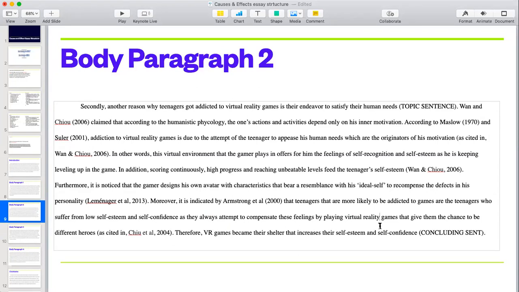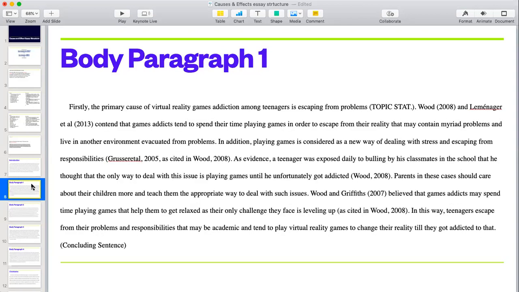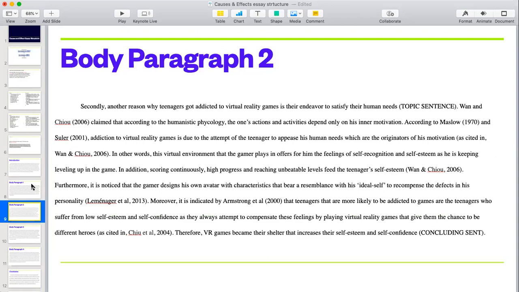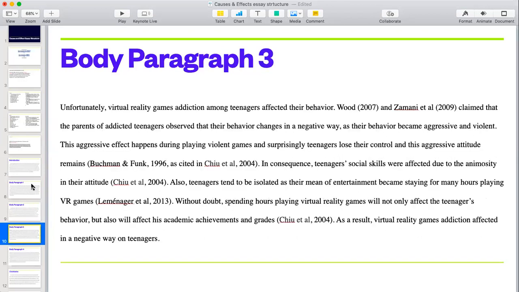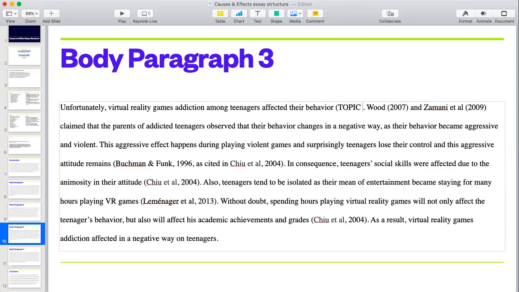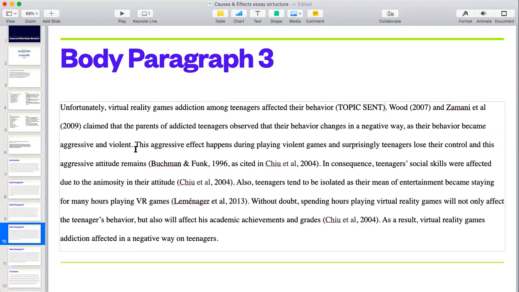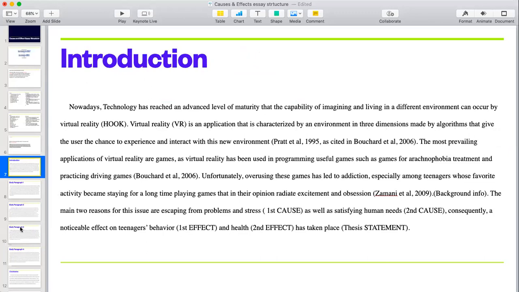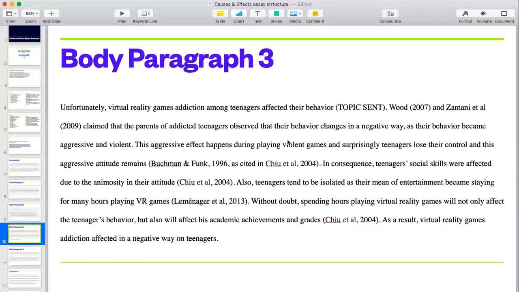Okay, so now she talked about the first cause in body paragraph 1, the second cause in body paragraph 2. So body paragraph 3 should be about the first effect. Very good. Let's see. So it starts with "unfortunately". "Unfortunately, virtual reality games addiction among teenagers affected their behavior." So in the topic sentence, does she tell me that she's talking about the effects? Yes. Which effect? Behavior. Is this the first effect that she told me about in the thesis? Let's check. Yes. Very good. So this means that this paragraph is following the thesis.